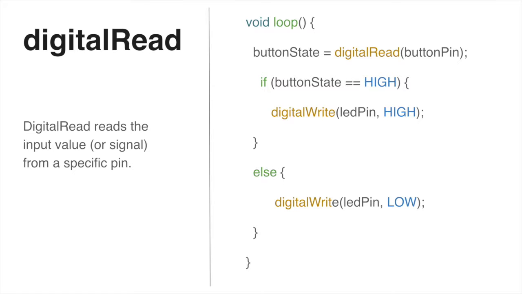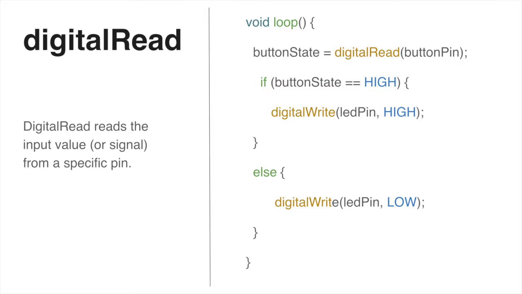Alright, so digital read is going to read the input value or the signal from a specific pin. Again, remember this idea of a signal because this is written on all of your handouts. So this should give you a bit of a hint. Signal is going to go to whichever pin we're talking about. Okay, so digital read is going to read that signal. This is a little bit confusing and I'm not going to spend a lot of time on this tonight, but let's just get through this really quickly.